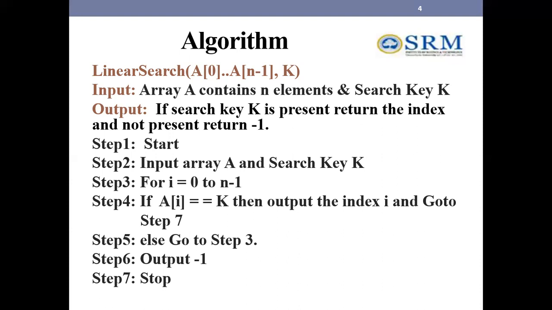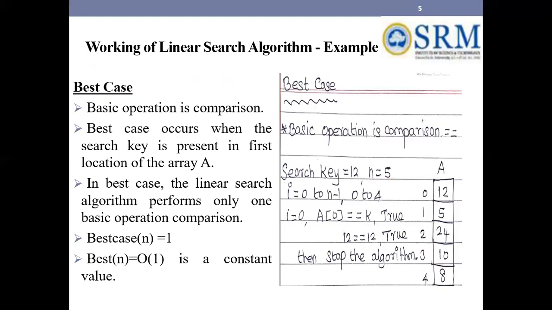Else, the element is not present, and step 6 will be executed. If it is present, step 6 will not be executed. If the search key k is not present in the array, step 6 will be executed, that is, output -1. The value is not present, so the algorithm returns -1. This is the flow and working of the linear search algorithm.